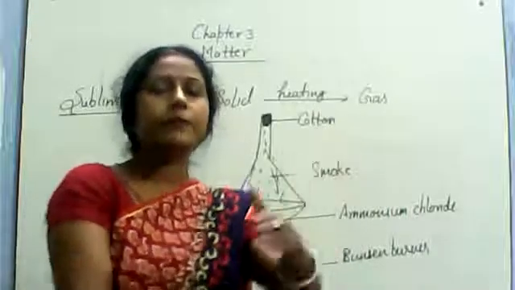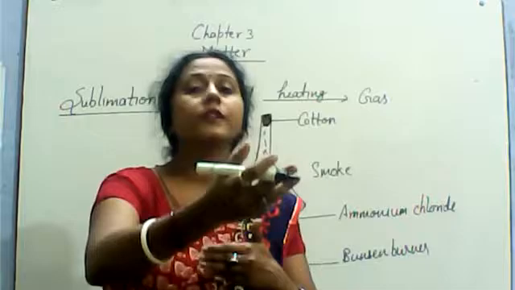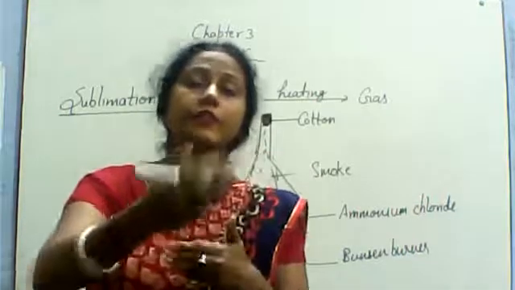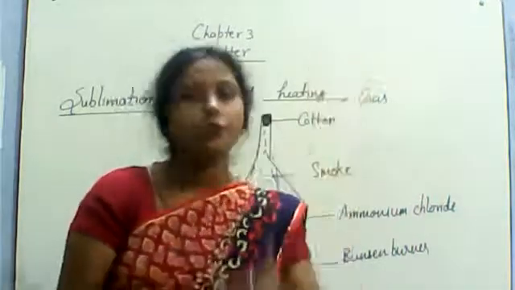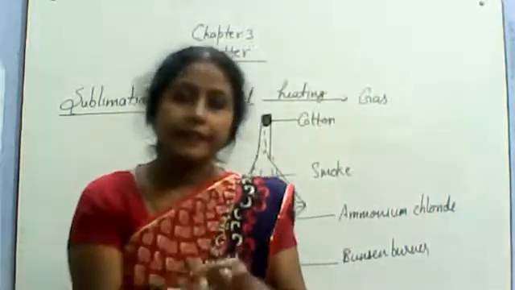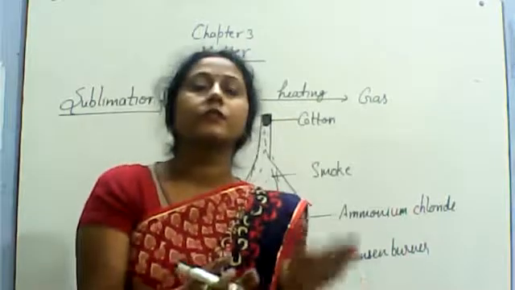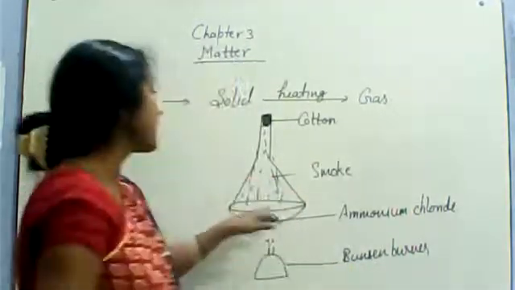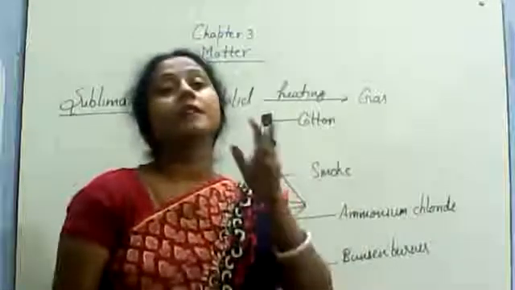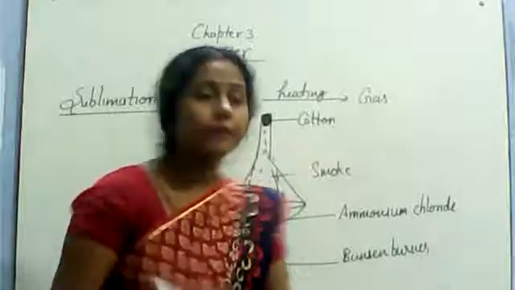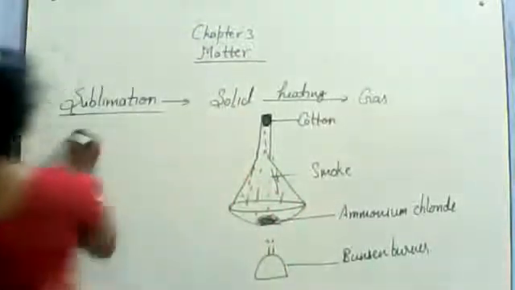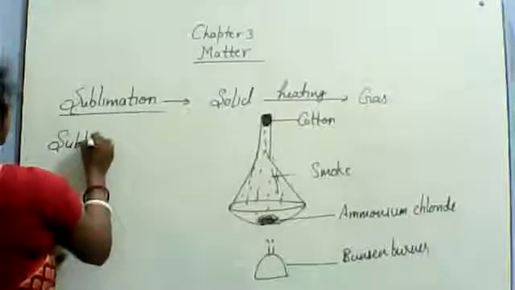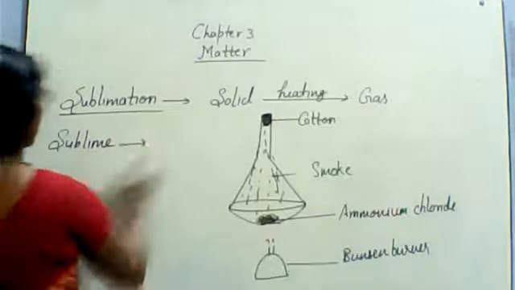In sublimation, solid state changes into gaseous state, that is called sublimation. And if you cool the gaseous state, you will get that solid state. And the reverse process is called sublimate. And these types of substances we call sublime. In sublime, what is there? Iodine.